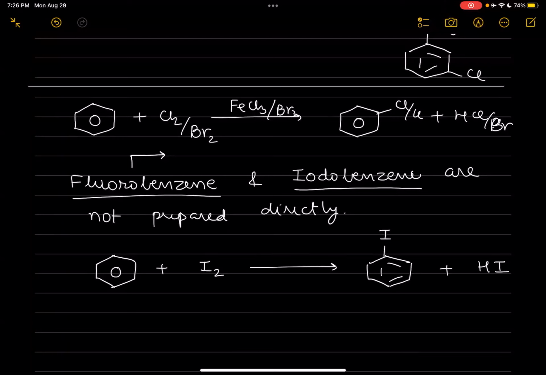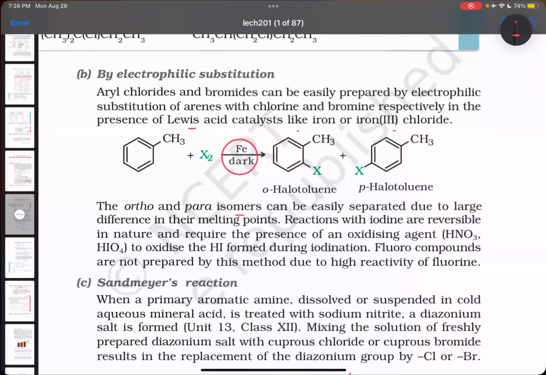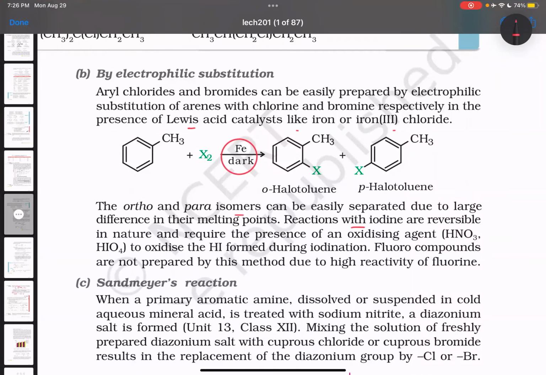If you think that benzene will react with I2 and form iodobenzene and HI, only a very small amount is going to form. I will put two arrows, and the backward arrow is very long and the forward arrow is very small. It is indicating that the reaction is almost in the backward direction. So the reactants which you have taken are not reacting, they are unconsumed. Iodination is a reversible reaction in nature. So what's the way to do it? There are two ways to do it.